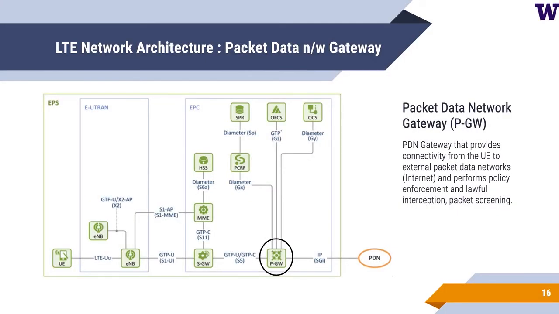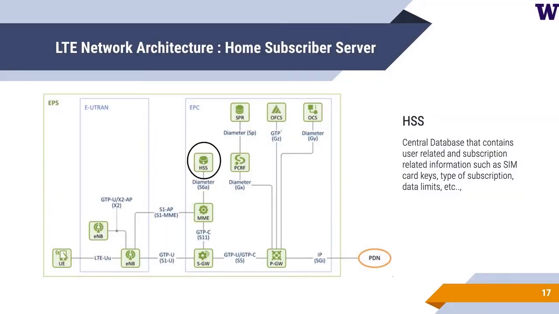The packet data network gateway is the gateway which provides internet connectivity from the user device and is capable of performing policy enforcement and lawful interception. The HSS, or the home subscriber server, is a database server which contains user-related information and security information related to SIM cards, data limits of the user, type of subscription, limits on the subscription, and other information for network operators.